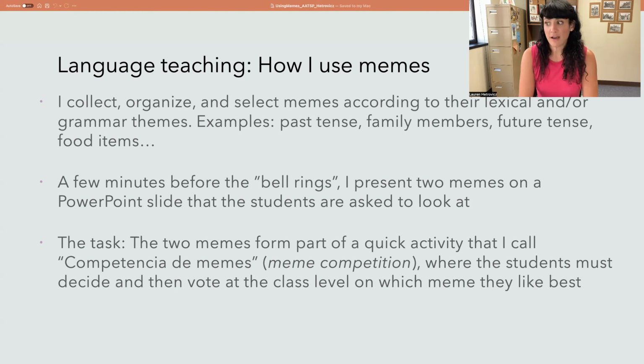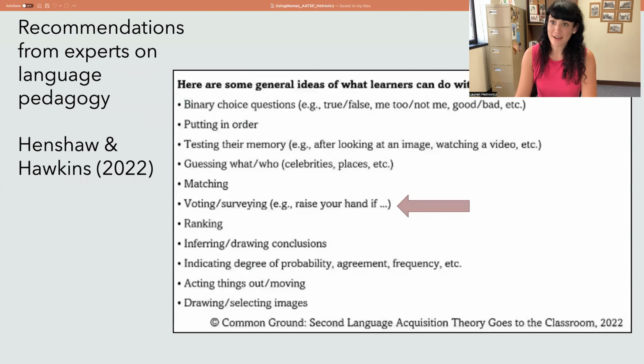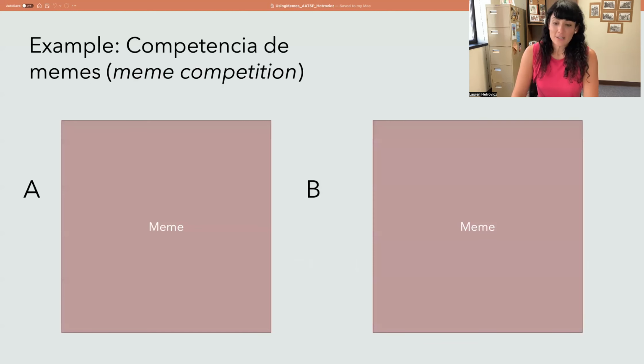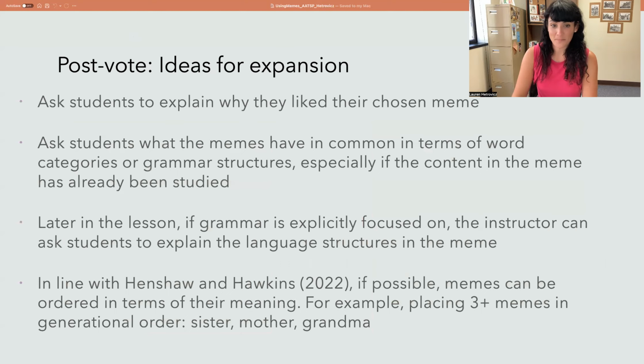So if I am studying the past tense, then the memes will have past tense in them at the students' level, so funny to them. And the students are just asked to vote. I give them 2 minutes, or a few minutes, to look at the screen, typically before the bell rings. And then they vote for the item they like best. So it looks like this, A and B, and there's the memes. Due to copyright, I cannot provide memes, but this is what it looks like.